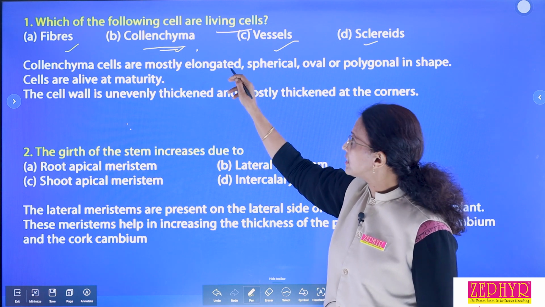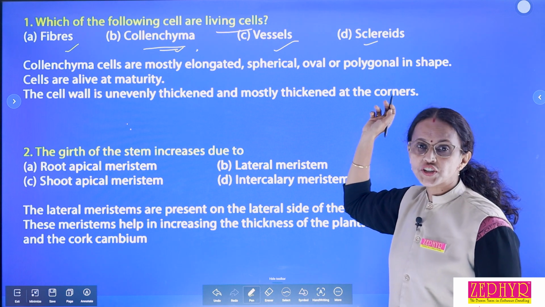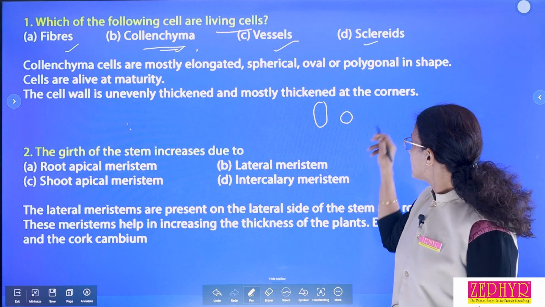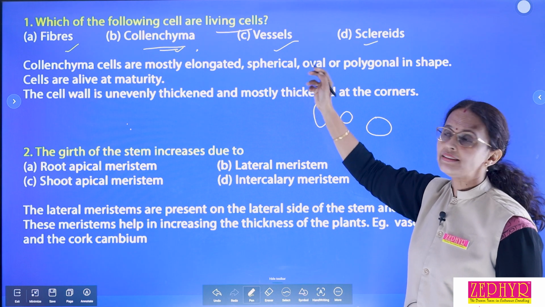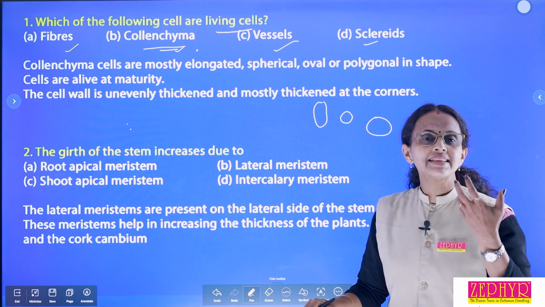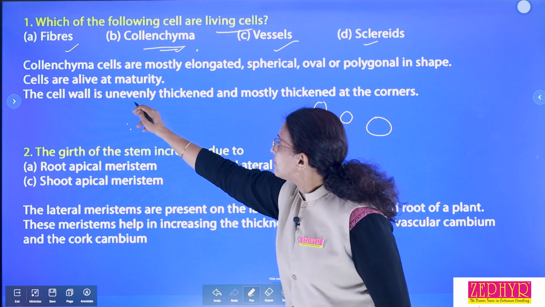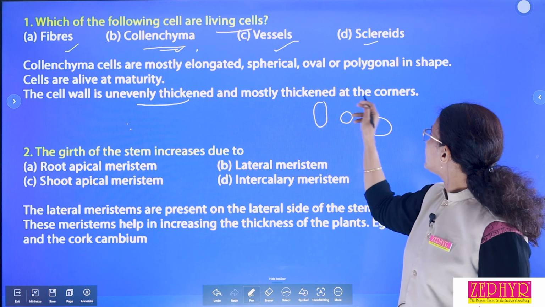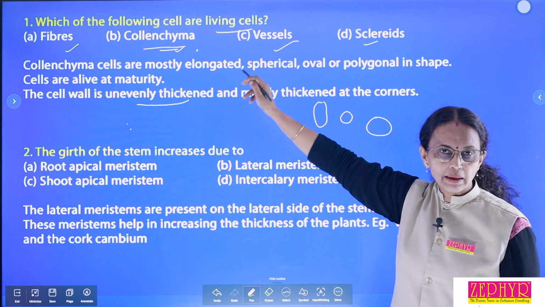Different shapes are there: mostly elongated, spherical, oval or polygonal in shape. Some of them are elongated, some are spherical, some are oval. Collenchyma vary in shape. Cells are alive at maturity. The cell wall is unevenly thickened. That means thickening is present only at corners. So, the correct answer is collenchyma.